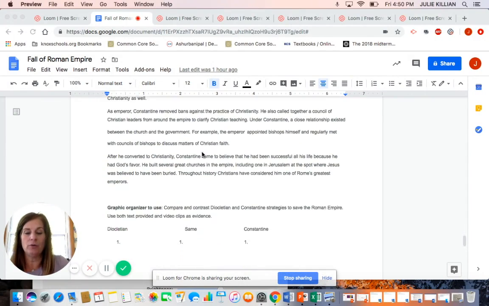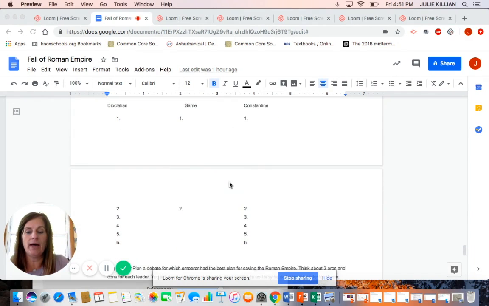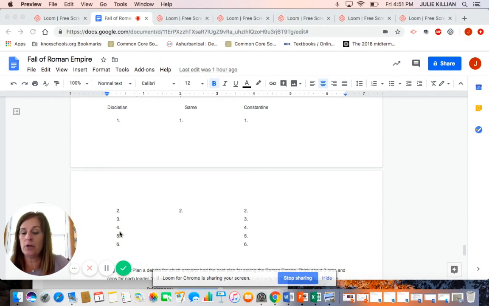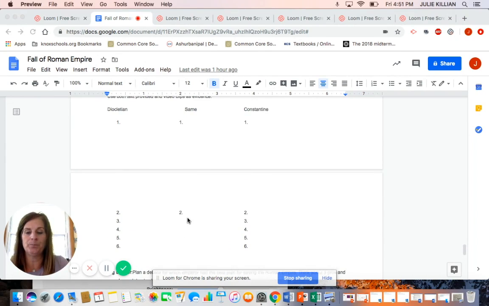So your graphic organizer that I have created for you is to do a compare and contrast of Diocletian, and you're going to do the strategies to save the Roman Empire. Remember, you're going to use both texts provided and the video clips as evidence. So I have listed 6 things that Diocletian tried to do to save the empire, and then 6 things that Constantine tried to do to save the empire, and then 2 things that they had in common. So what was it that both of the emperors tried to do for Rome?